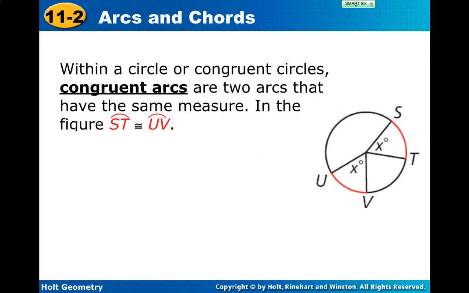Okay, the next definition, way at the bottom of that page, is congruent arcs. Yesterday we had congruent circles, now I've got congruent arcs. Take a look at this definition. Within a circle or congruent circles, congruent arcs are two arcs that have the same measure. Now, don't just read the part that says congruent arcs are arcs with the same measure.